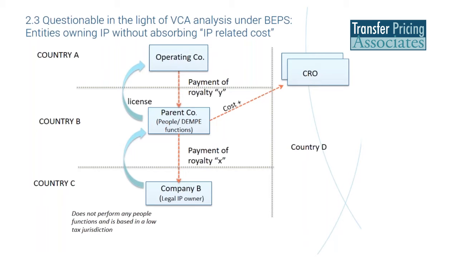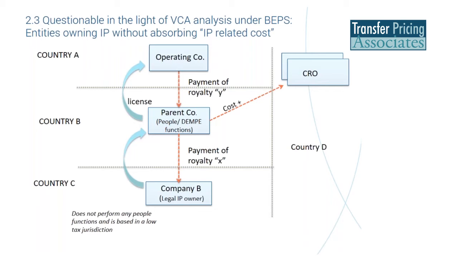Now, in this whole arrangement, the key role is played by the parent company as the owner of the IP, as the economic owner of the IP. The opcos are more like profit centers. They talk to customers, they develop relationships. In some cases, they even own customer lists, and they sell machines to their customers. Now, in this example, the operating company gives royalty to the parent company, and then the parent company shares some portion of the royalty with company B as a legal owner.